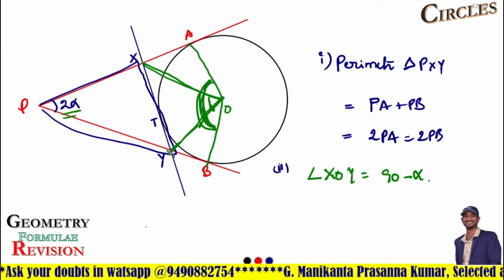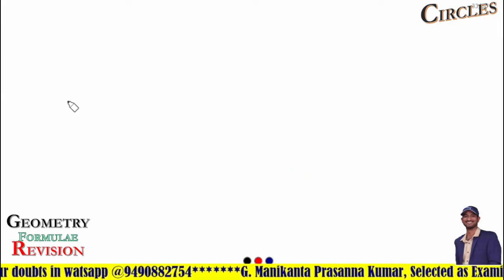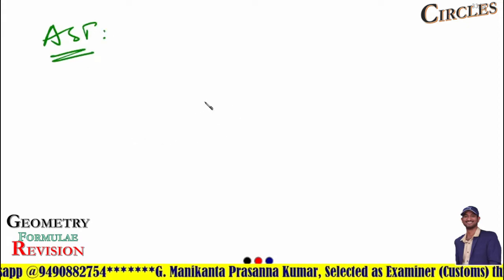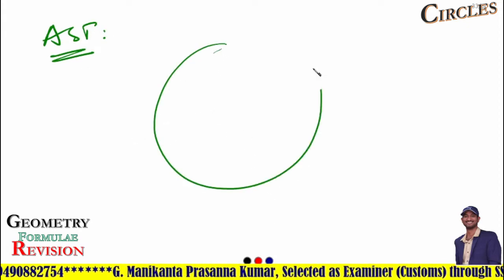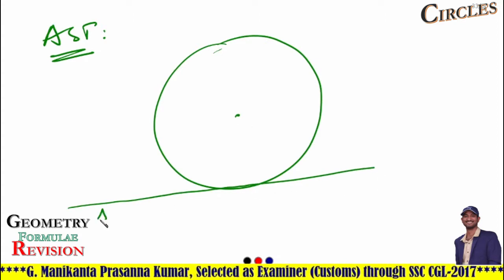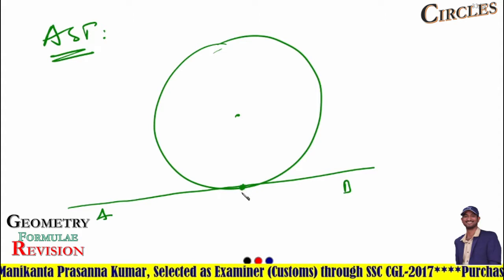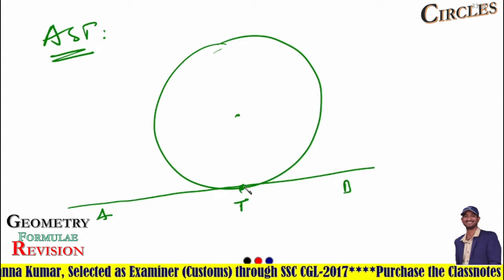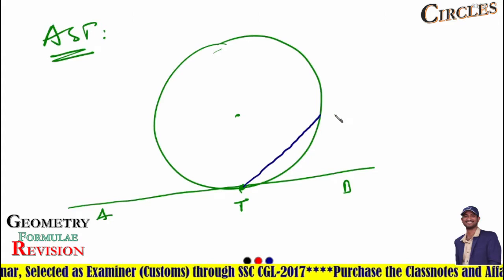And next one is relation between tangent and chord, that is alternate segment theorem. What is alternate segment theorem? There is a circle, and there is a chord AB, it intersects the circle at T. The point of contact is T. Now, if I take any chord drawn from this point T, TC.